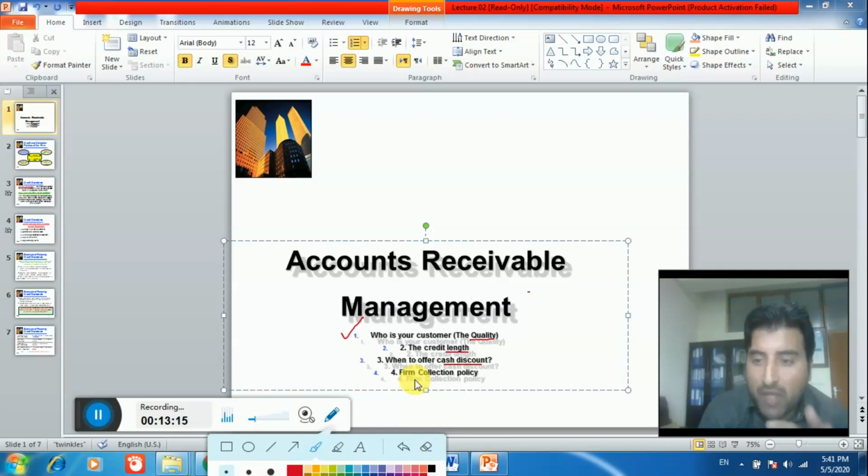Also, you must specify the time within which the customer should pay you back. Why? Because if it is not certain, the customer is psychologically not responsible for your payment, and will think he can return it anytime he is willing. So that is the second point. Also, usually the cash discount is offered, just briefly telling you, when we try to speed up the collection. Inshallah, I will talk about it with examples. And the fourth is the policy.